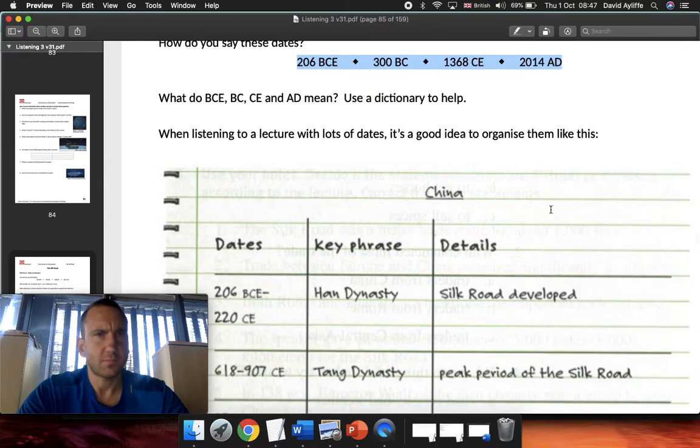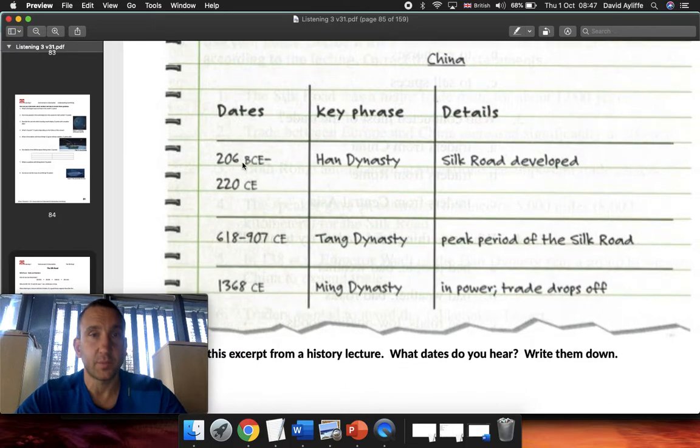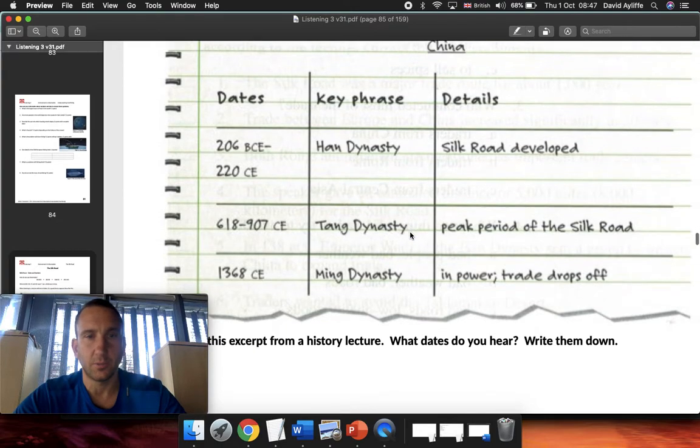Yeah? Now, when you listen to a lecture, you might hear lots of dates. We will today, yeah? And it's a good idea to organize our dates like this. Okay, so we've got the dates here, the key phrase, and some details. Yeah, so a nice table here, nice and simple. Dates, key phrase, and detail. Yeah.